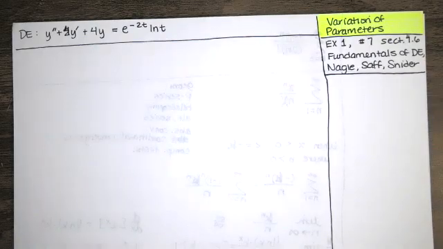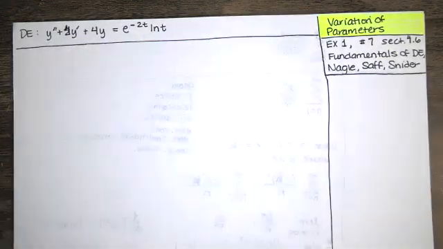In this video, we solve our first problem using variation of parameters. This is problem number 7 in section 4.6 of Fundamentals of Differential Equations and Boundary Value Problems by Nagel, Saff, and Snyder. We've got this differential equation right here. And notice that the corresponding homogeneous equation has constant coefficients.